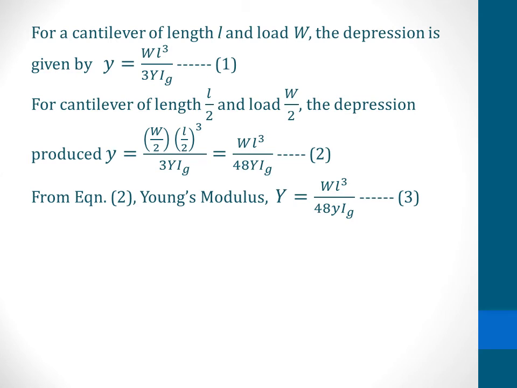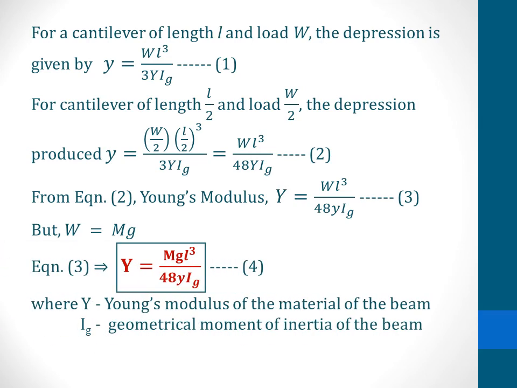From equation 2, on rearranging the terms, we obtain the Young's modulus for the material of the beam to be Y = WL cube divided by 48yIg. But we know that W is equal to mg, and on substitution of W as mg in equation 3, we obtain Y to be equal to mgL cube divided by 48yIg, where Y, as we all know, is the Young's modulus of the material of the beam and Ig stands for the geometrical moment of inertia of the beam.